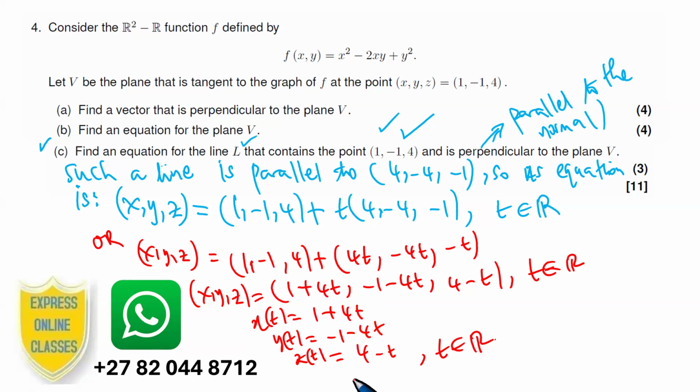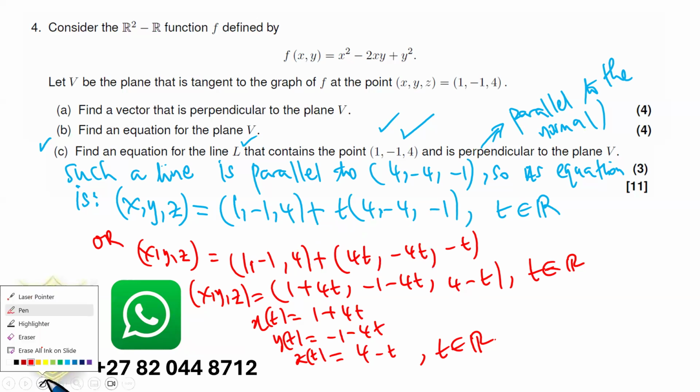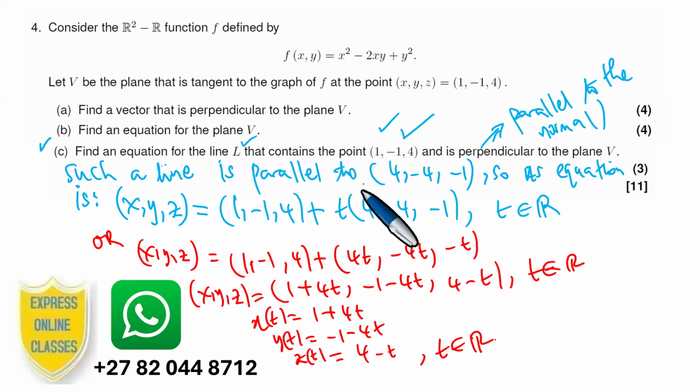Okay, that is the equation for the line L. This equation of the line L contains the point (1, minus 1, 4). So you put the point here, plus the parameter t times the vector parallel to the line. This vector is parallel to the line.